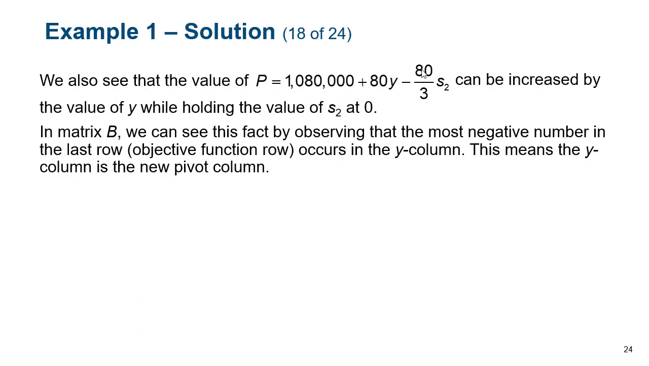However, if we look at this profit function, right, we go back to the profit function that has these other slack pieces, right? We've got the slack variable and we have the leftover y stuff. We can see that our profit can actually be increased by the value of y while holding the value of s2 at 0. So if we hold our second slack variable at 0, this function will increase, our profits will increase as we increase y. And then in matrix B, we can see this fact by observing that the most negative number in the last row, the objective function row, occurs in the y column.